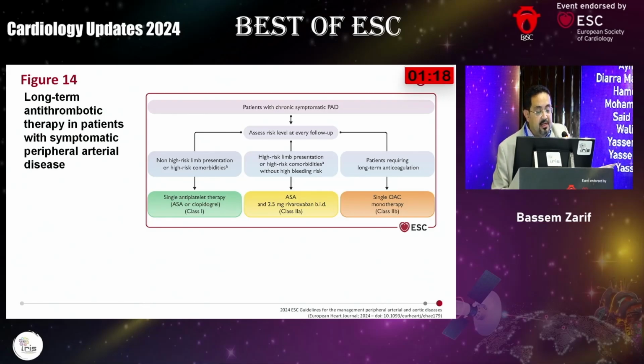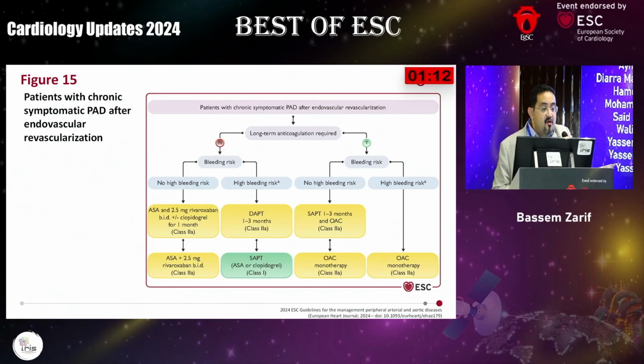What about high-risk limb presentation or high-risk comorbidities without high bleeding risk? Then aspirin plus rivaroxaban vascular dose will be class 2A indication. Finally, about chronic symptomatic peripheral arterial disease after endovascular revascularization, long-term anticoagulation is required. So we have 2 options: high bleeding risk, no high bleeding risk.